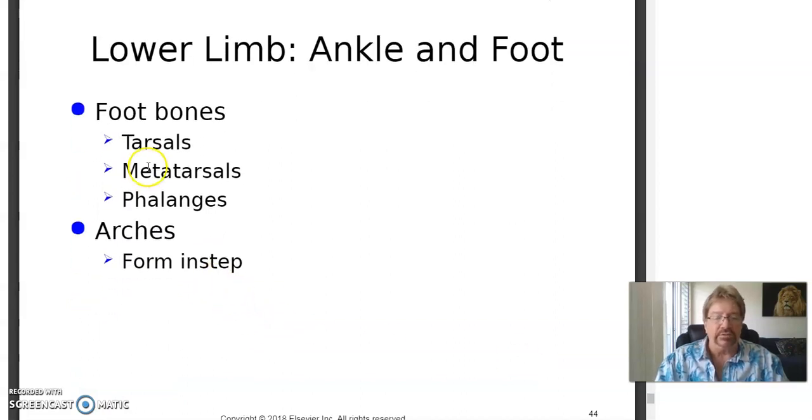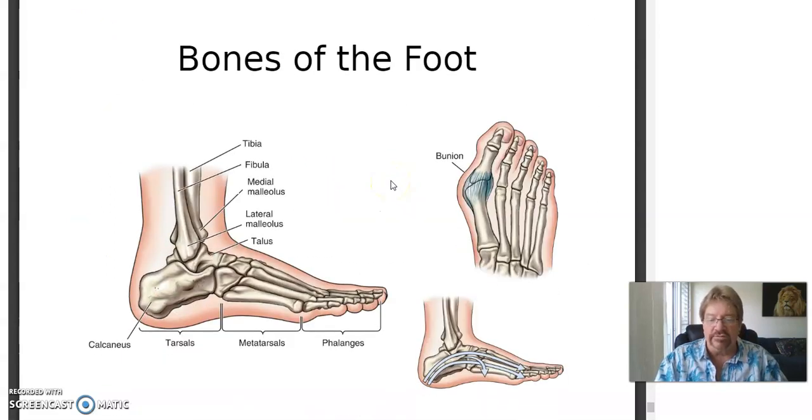Foot bones. Tarsals. Tarsals, again, are the bones in the ankle. There are 7 of them. Metatarsals are the long bones in the foot that stretch from the ankle out to the phalanges. And then the phalanges are the toes. There are 14 phalanges in the toes, just like there are 14 phalanges in the fingers. The arches. We have arches in the feet, or we're supposed to have. We have arches that go this way, and we have arches that go the other way.